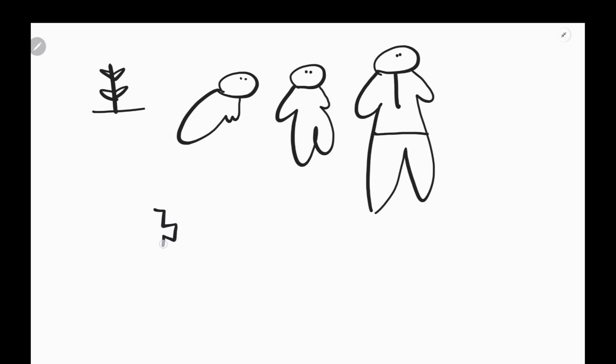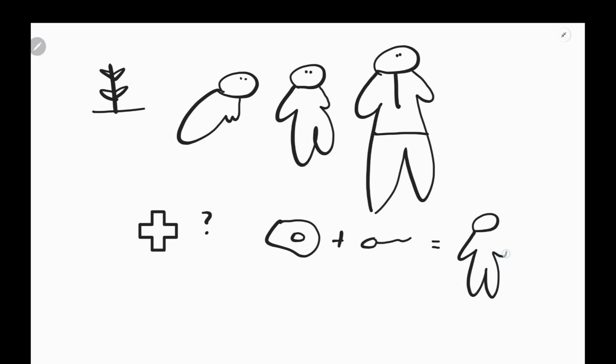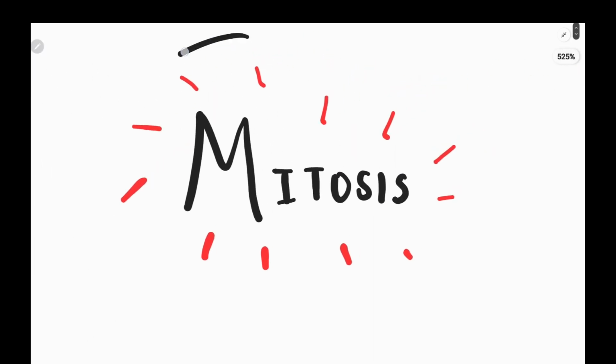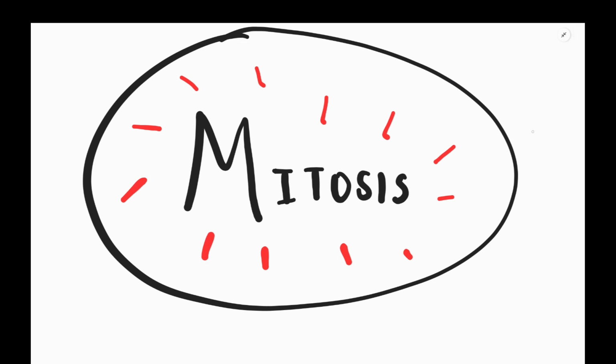When you have injuries or cuts, how do those wounds heal? How does an entire person come to be from a single cell after fertilization? What do you think? Now, we're going to answer those questions, and those questions are answered by the process of mitosis. So what is mitosis?